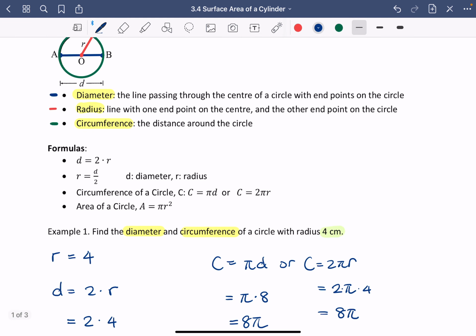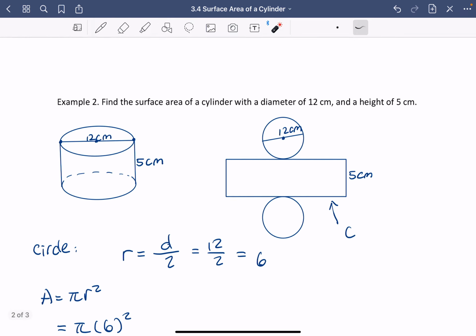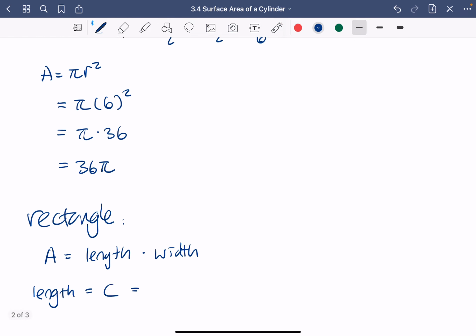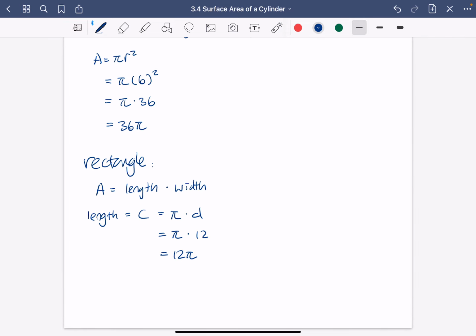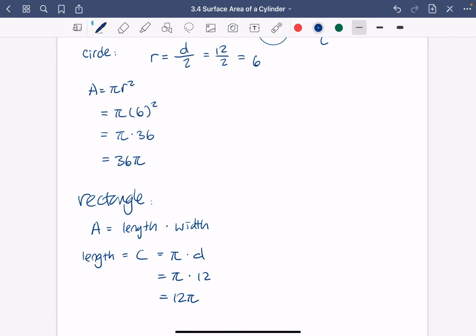Circumference is equal to pi times d, or 2 pi r. But since we know d already, let's just use pi d. So circumference is equal to pi times d, and d is equal to 12, so circumference is 12 pi. Okay, now I have the length, and width is equal to 5.